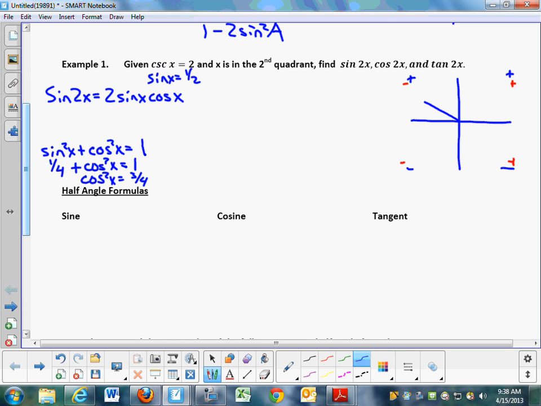Square root of 3 over 2, is it positive or negative? It's negative because I'm working in the second quadrant. So we have cosine of x is equal to negative square root of 3 over 2. Good. Now do I have enough information to come up with sine of 2x? Yeah. That'll be equal to 2 times 1/2 times negative square root of 3 over 2, which is negative square root of 3 over 2.